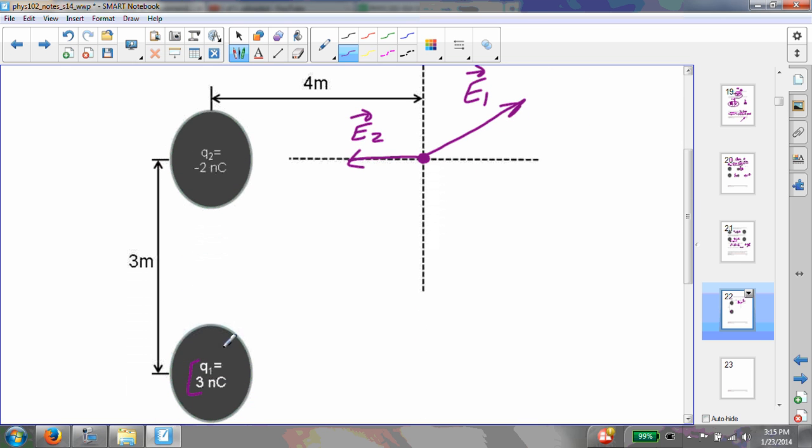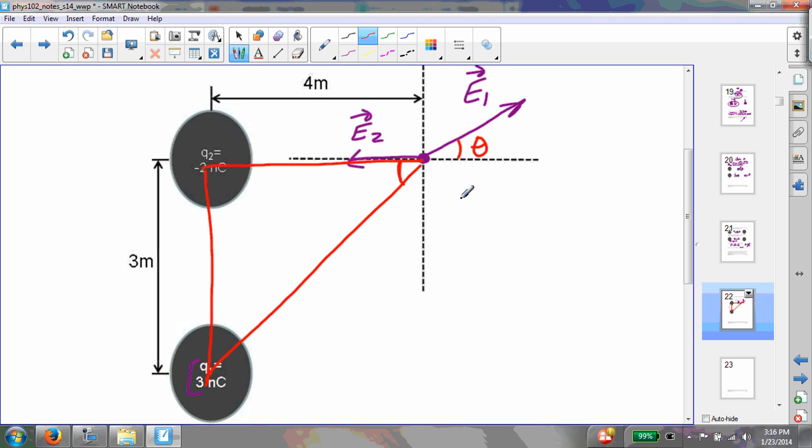Just like we did before, let's go ahead and find this angle. Change colors here. So I want to find this angle. I'll call it theta. So I'm going to draw a little triangle here that can convince you that this angle is the same. All right. So I can find that angle theta is the inverse tan of opposite over adjacent. That's 3 over 4. If I recall, that was 37 degrees. That's correct, right?